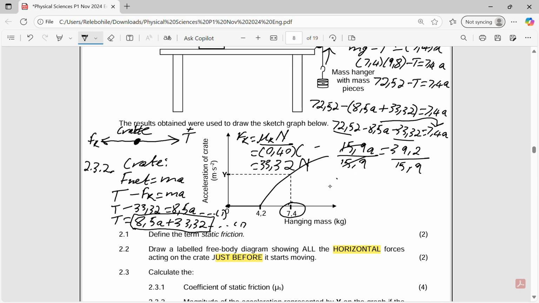These will cancel, therefore a is equal to 2,47 meters per second squared. That's when I round off to 2 decimal places.